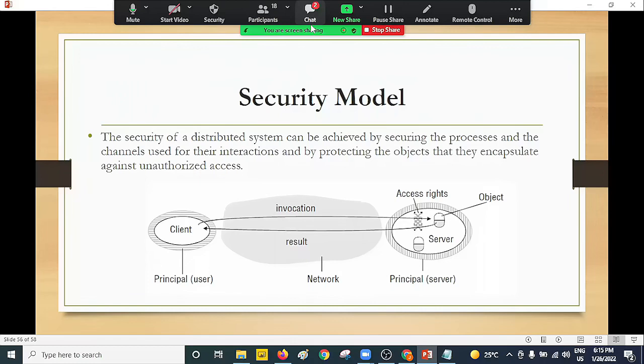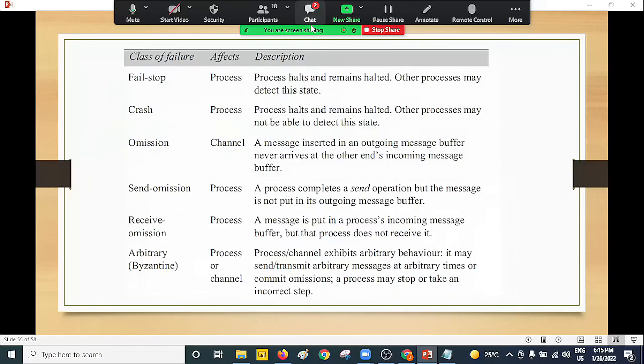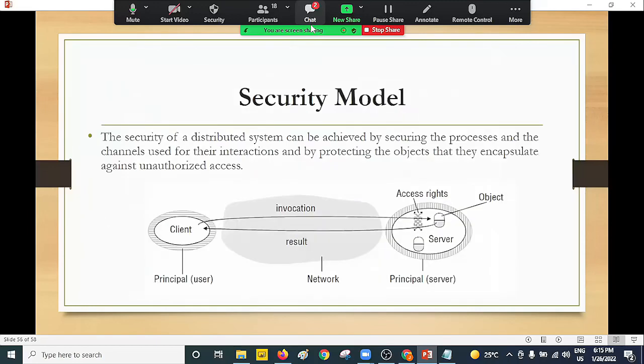The last and final model is the security model. Now, talking about the very many fundamental models that you have looked at, we have looked at the interaction fundamental model. We have also looked at the failure model, and also the security model. There are very many models. Sometimes it can confuse you.